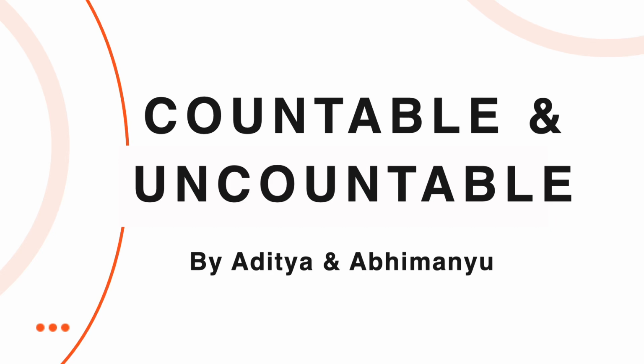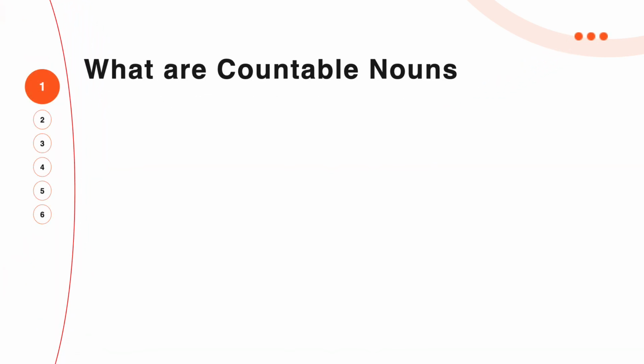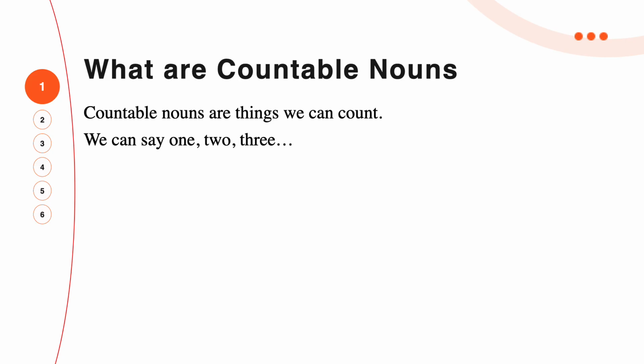Today we are going to learn countable and uncountable nouns. Let's get started. So first of all, what are countable nouns? Countable nouns are things we can count. We can say 1, 2, 3. So they are countable nouns. Countable nouns can be counted, like this is the example 1, 2 and 3.